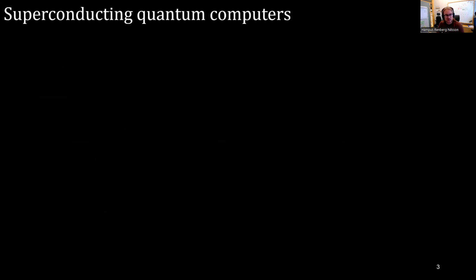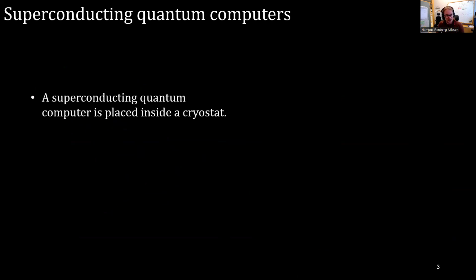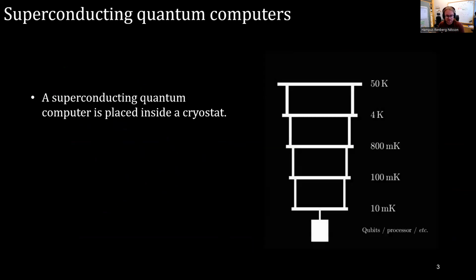At Chalmers, we research something called superconducting quantum computers, which is a certain kind of quantum computers. And a superconducting quantum computer is placed inside a cryostat. A cryostat is essentially a big fridge, which has different levels like this at different temperatures. And at the very lowest one, which is at 10 millikelvin, which is almost absolute zero, we have the quantum processor with all the qubits, which are the building blocks.